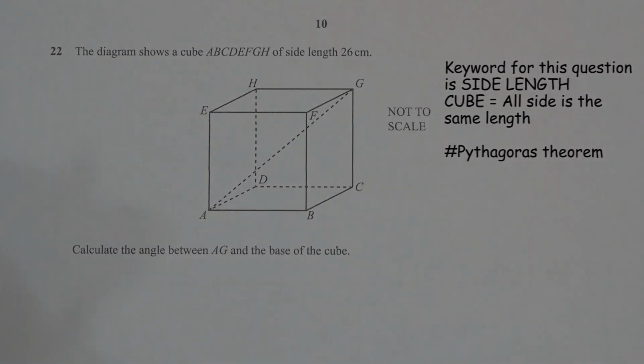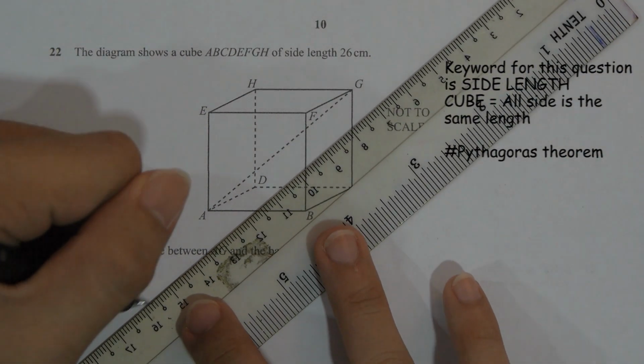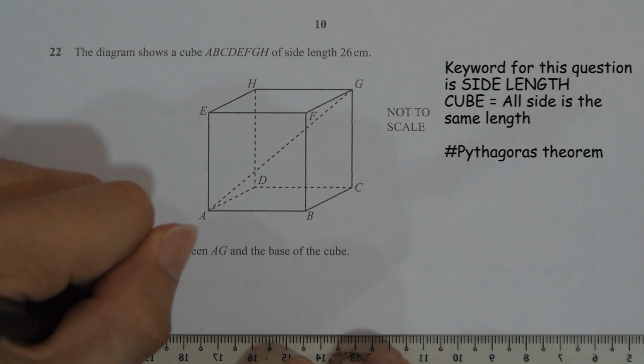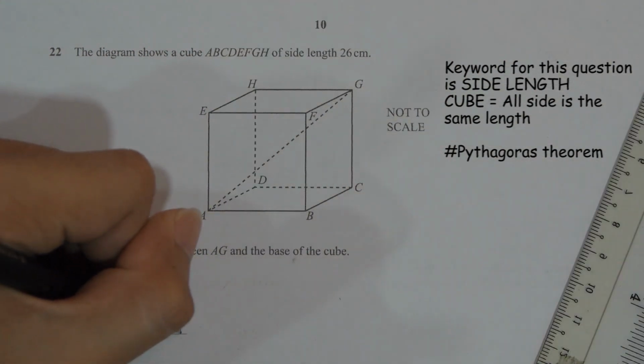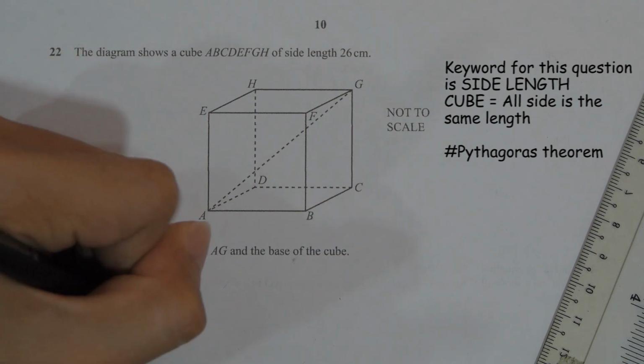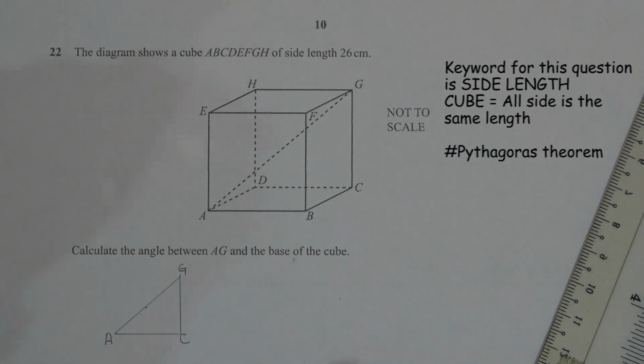For the next question, the key note here is that the side length is 26. So for a cube, all the sides are the same, so every single side is 26 cm. So after I drew out the specific area they are looking for, I noticed that I lacked the value of AC. Because GC is one of the sides, so I will be able to have it.